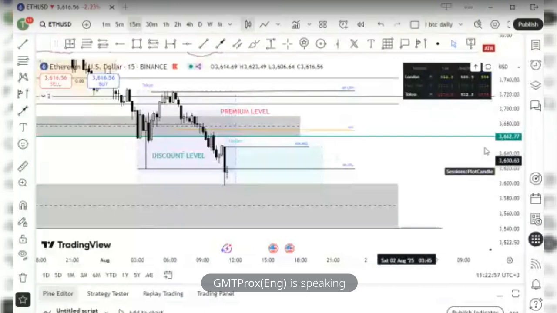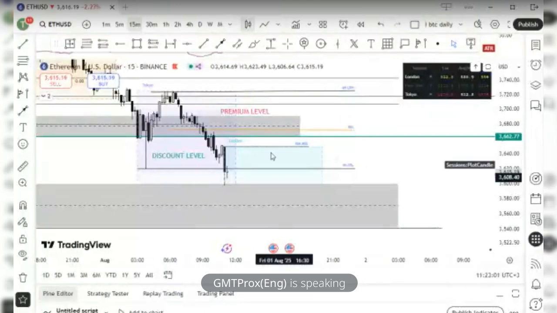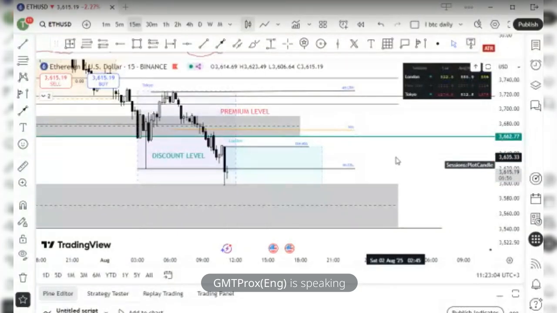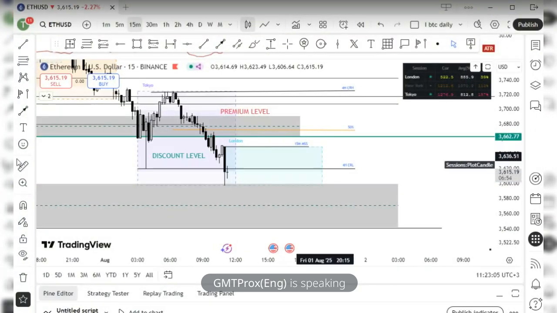We are looking for a fair value gap within our discount level. Now, sometimes you can have more than two fair value gaps. You look at the fair value gap that is close to the equilibrium. That's where price will be. But sometimes it does like that, sometimes it does not, because it depends on which type of instrument you are trading.